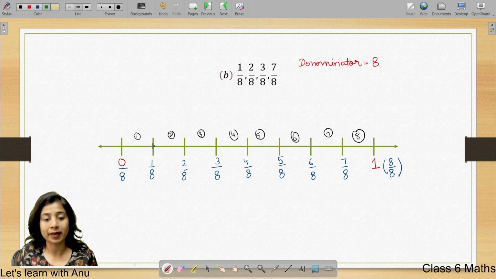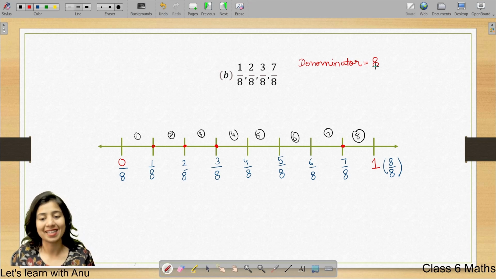This is 1 by 8. It's the red color. This is 1 by 8. Then it's 2 by 8. This is 2 by 8. This is 3 by 8. And this one is 7 by 8. I hope everyone understood it. Moving ahead to the next part.